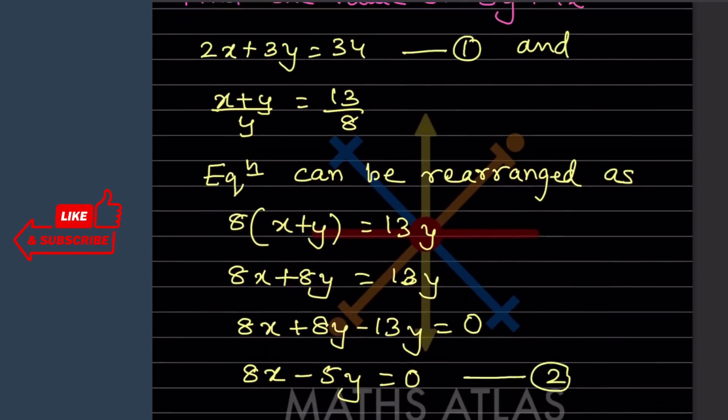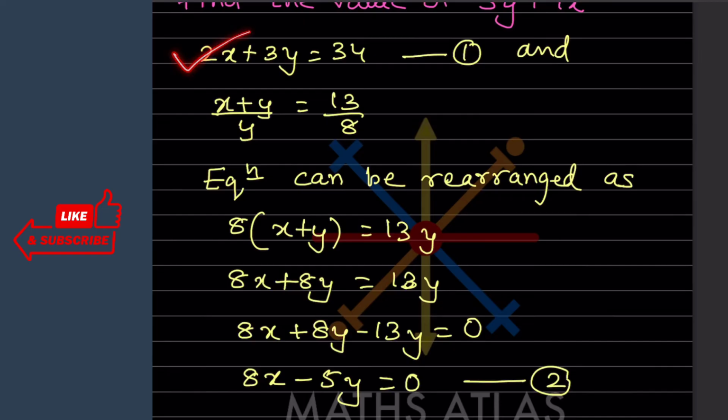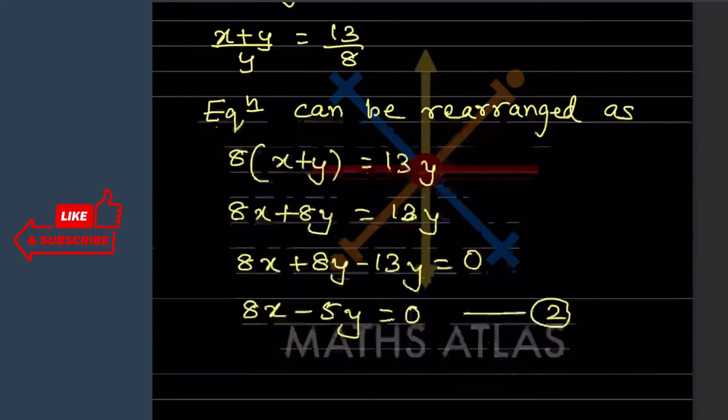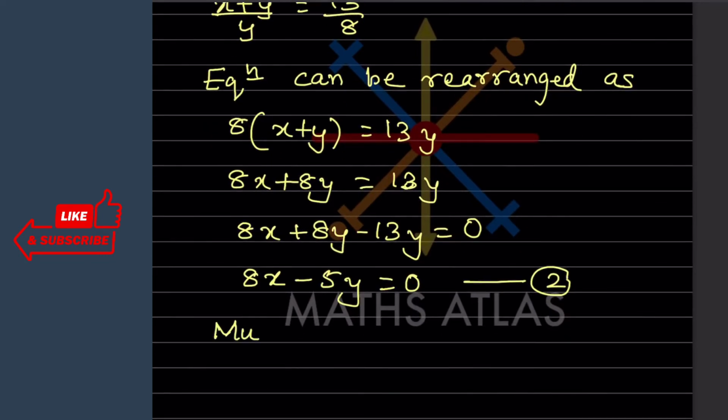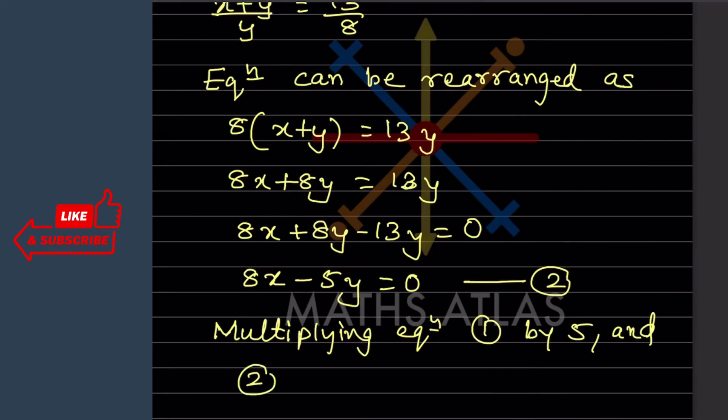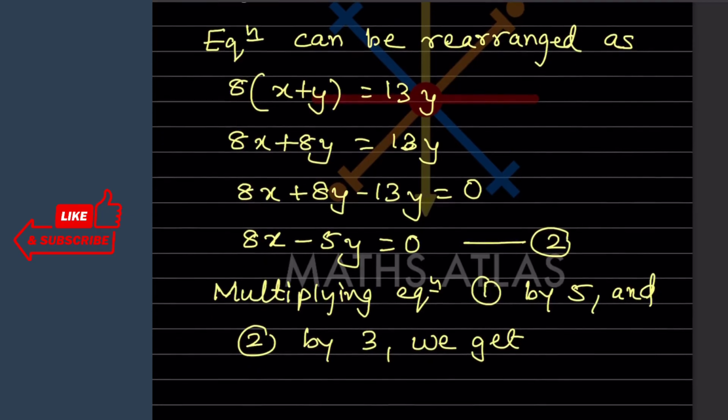Now can you see, this is equation 1 and this is equation 2. The x values of these are different, as well as the y values are different. So we cannot solve these two equations directly. So what are we going to do? We are going to multiply equation 1 by 5 and equation 2 by 3.